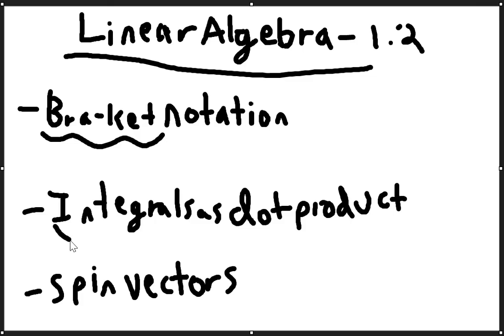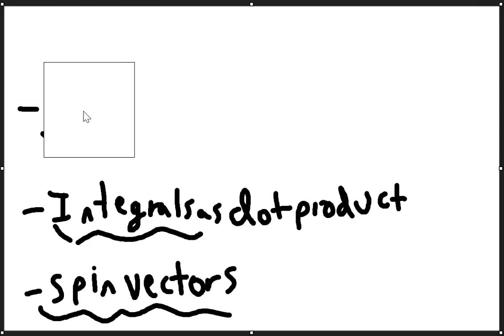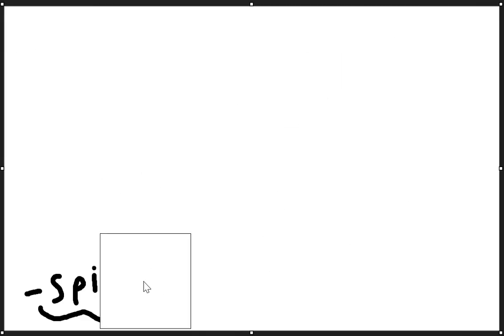Then we'll go over integrals as dot products. And yes, we can take an integral as a dot product, and I will show you more on that later. And finally, just spin vectors, because I thought I'd put them in there, as we can represent quantum spin as vectors. Anyway, here we go. So, first up, bracket notation.